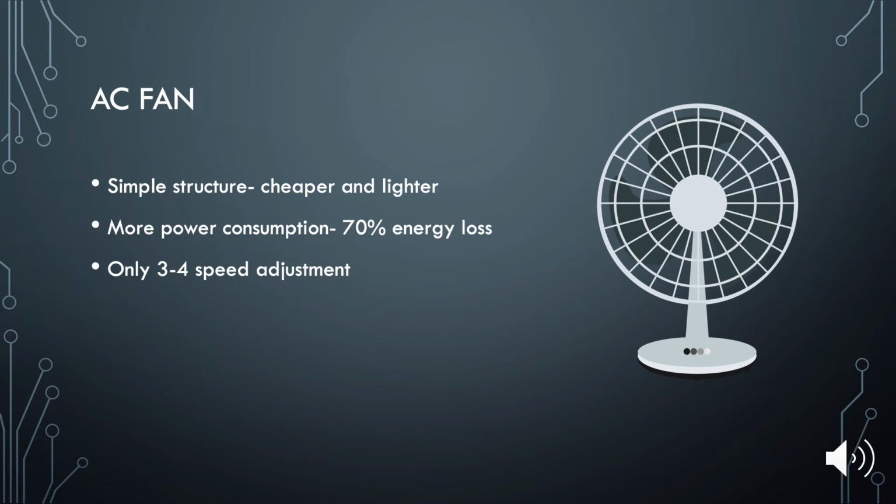Obviously, an AC motor is cheaper because of the simple structure. Although the cost is cheaper, there is more power consumption. For example, only 20 to 30% of the energy input of AC is received. That means there is 70% energy lost during transmission. Due to the simple structure, an AC fan is lighter than DC. However, the speed adjustment of AC is not as much as DC. Normally, it is only 3 to 4 speed adjustments, so AC cannot adjust to very low speeds like DC.